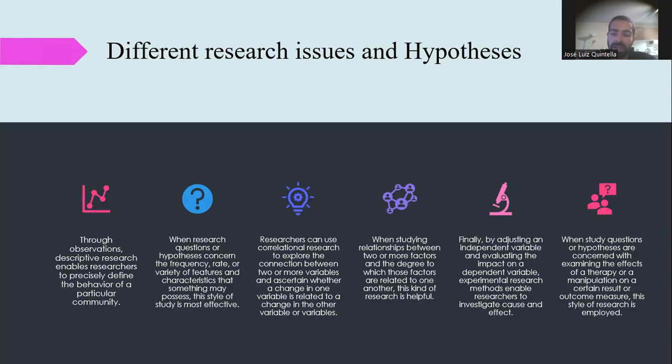Finally, by adjusting an independent variable and evaluating the impact on a dependent variable, experimental research methods enable researchers to investigate cause and effect. When study questions or hypotheses are concerned with examining the effects of a therapy or a manipulation on a certain outcome measure, this style of research is employed.